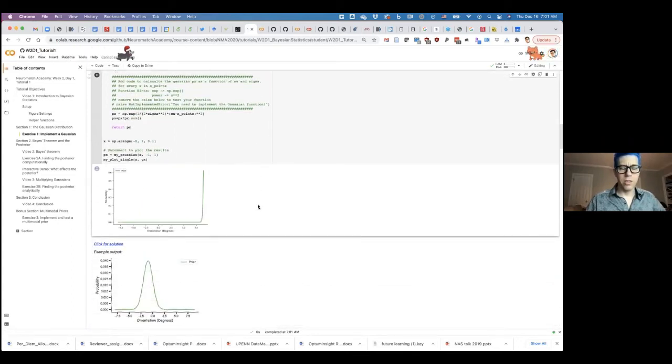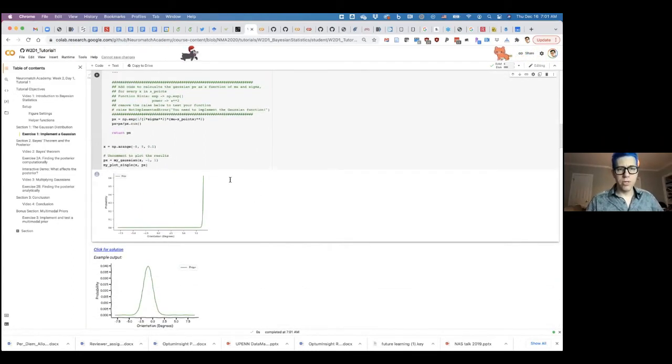Let's see. Running. Oh, that doesn't look good. That doesn't look right. Why is it not working? Because it's negative and I made it positive. I forgot the minus. Let's run this again. Oh, look, there's my green Gaussian. That looks about right.